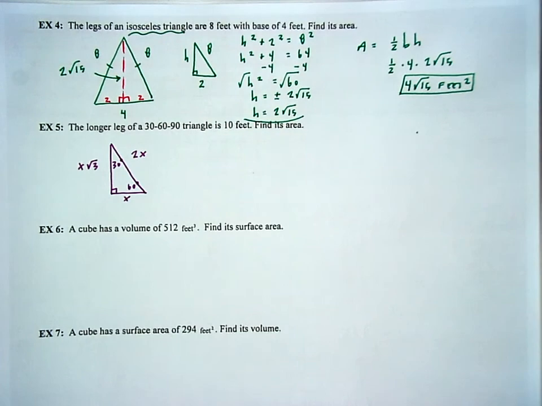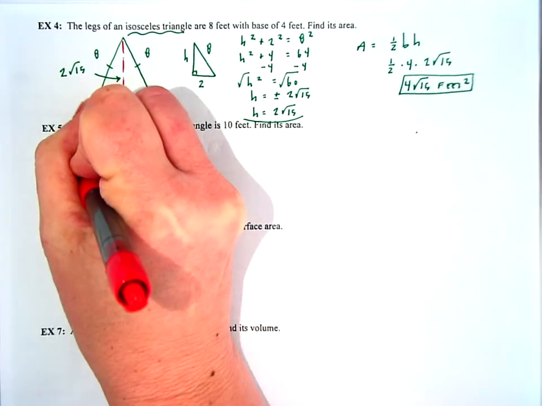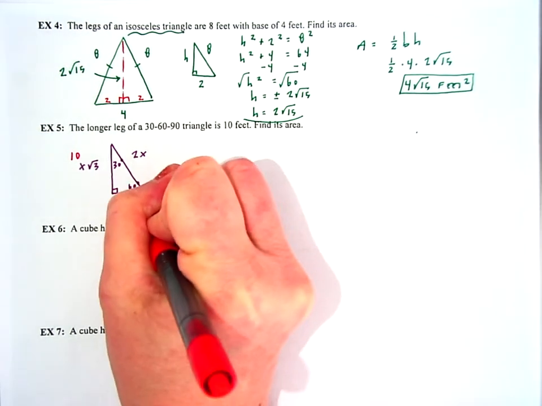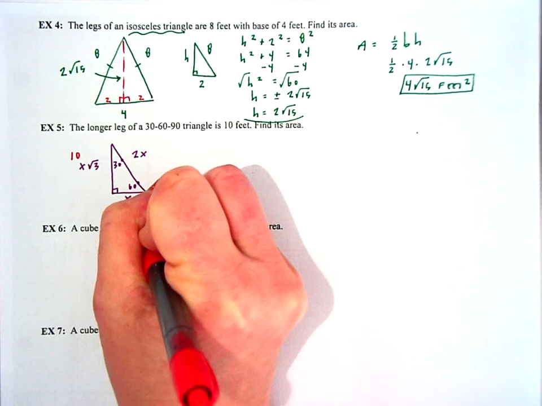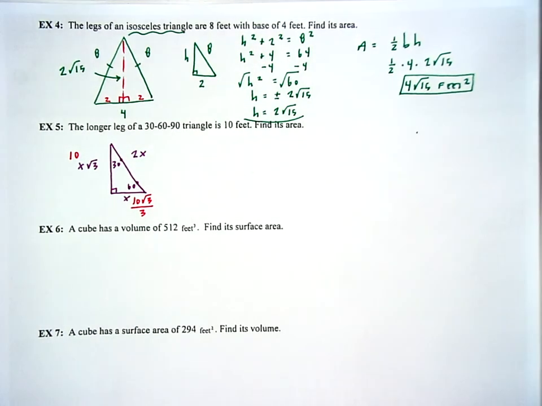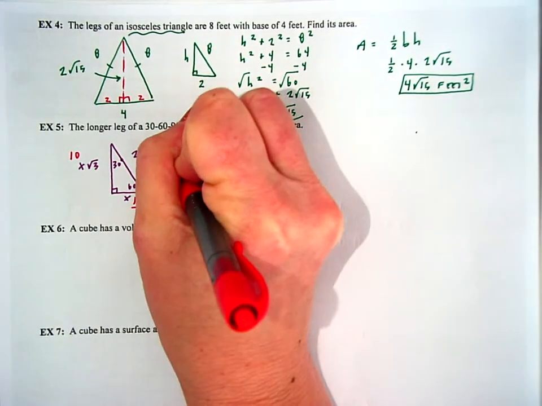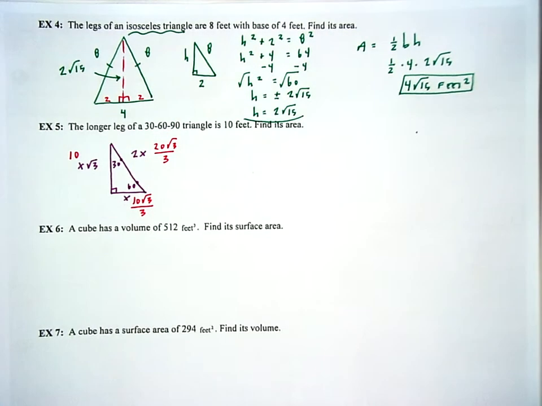So here I'm telling you that the longer leg is 10. So to get to x, I need to take 1/3 of 10 and multiply by the square root of 3. So I'm going to get 10 root 3 divided by 3 for my short leg, for x. And then I can multiply that by 2 to get the hypotenuse. So I get 20 root 3 over 3 for the hypotenuse.